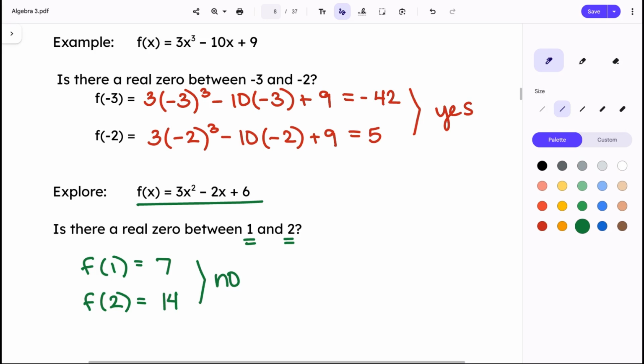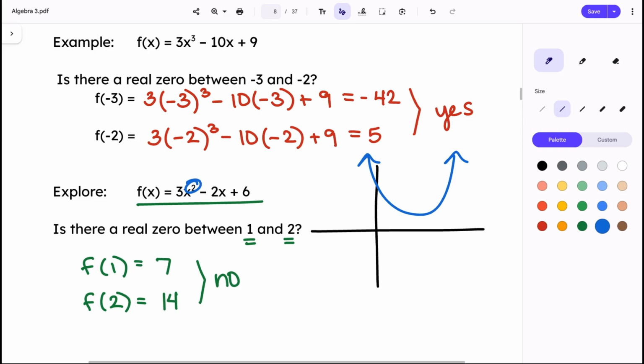I would not want to find those. Those are going to have i's involved. This is a parabola because it's squared, guys. So that means that it's a graph that looks like this. I don't know exactly where it is, but it would never cross the x-axis. So you aren't going to see a sign change.